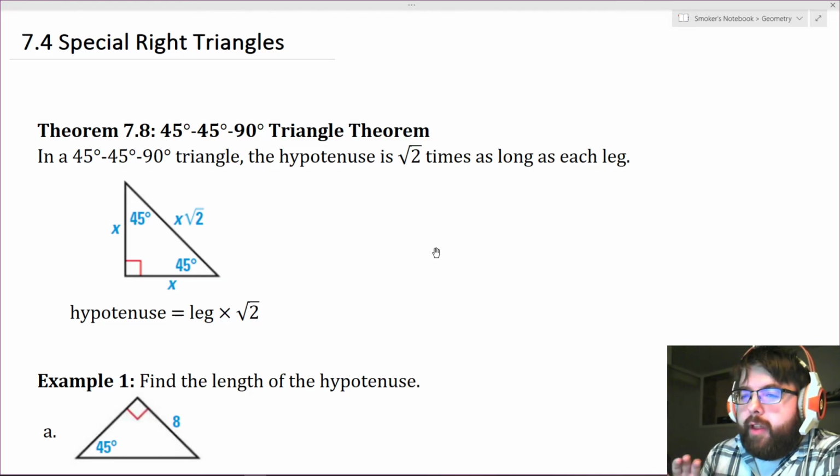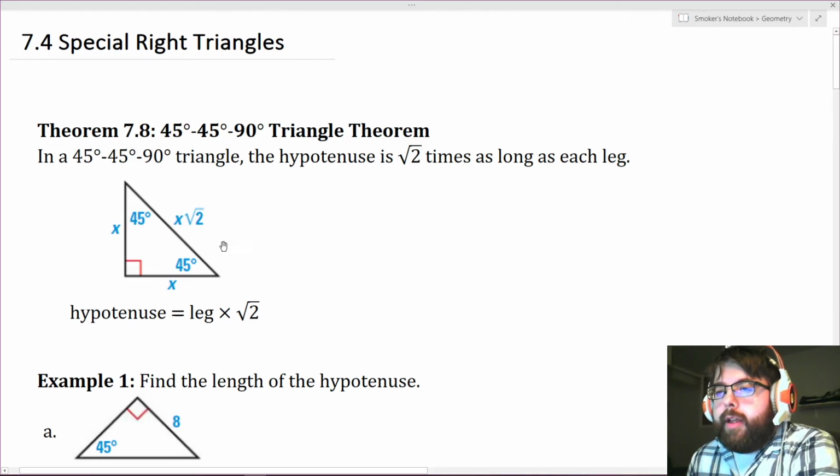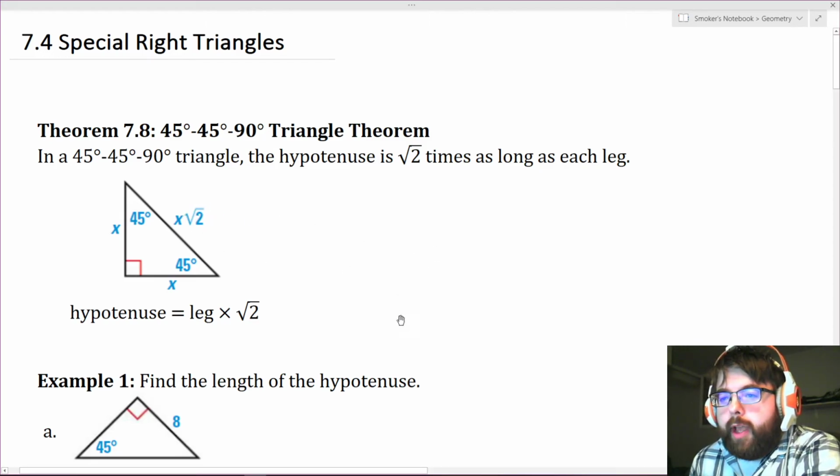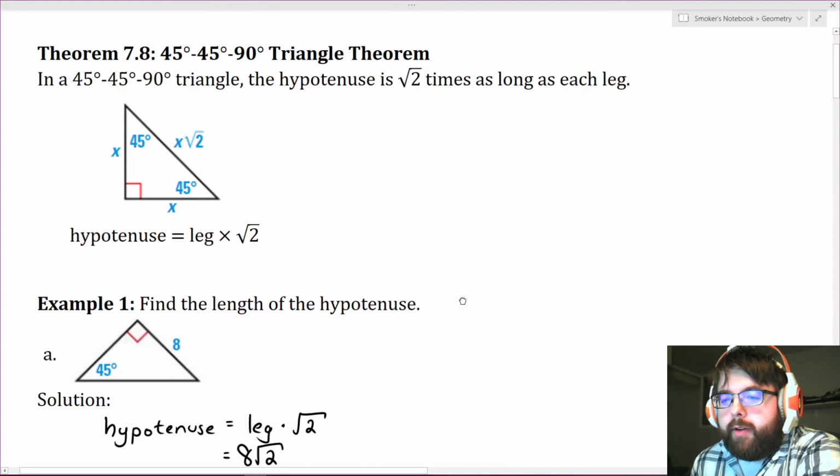Just remember, that is just like any other number. So you can divide both sides by it. You can subtract by it. We won't need to do that, but it's possible to do that. Square root of 2 is a number. Okay, so let's look at example 1 here.